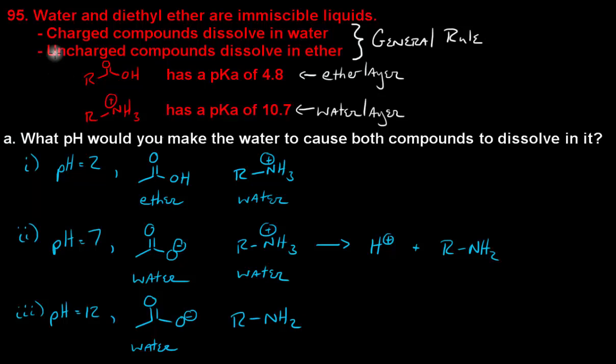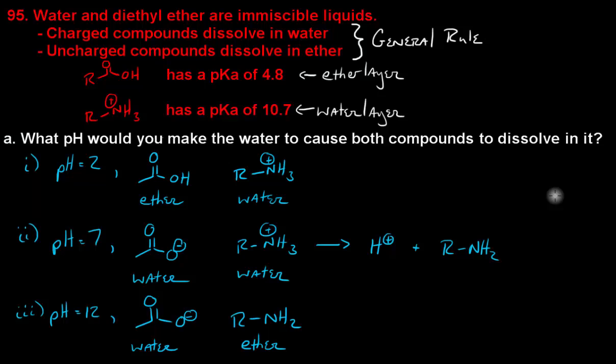So according to this rule that we said at the beginning, an uncharged compound will dissolve in the ether. So that means that this compound used to be soluble in the water, but now that it's neutral, it's going to be soluble in the ether. Okay, and so really we've actually already gone ahead and answered sub-question B and sub-question C. So to answer A, a pH that would be sufficient to make both compounds dissolve in the water would be about pH 7.